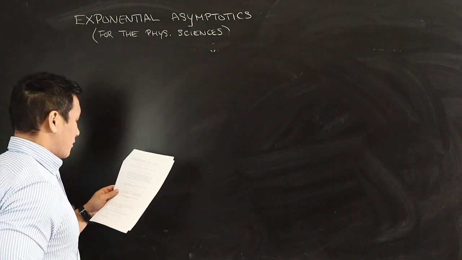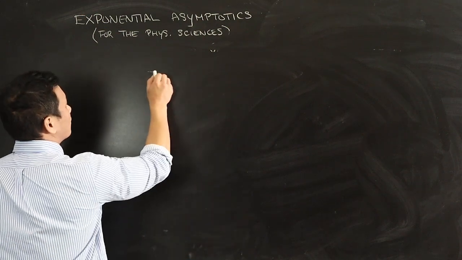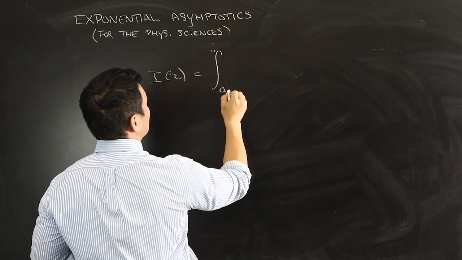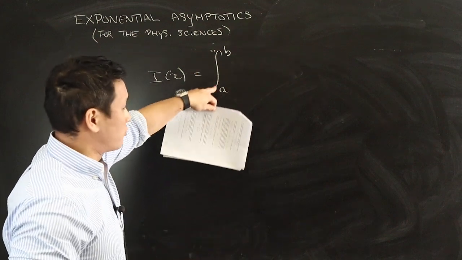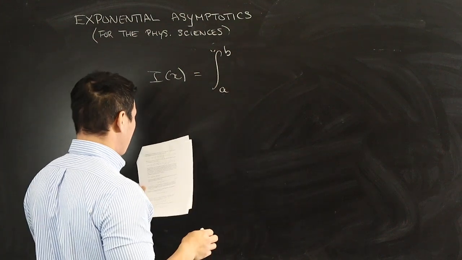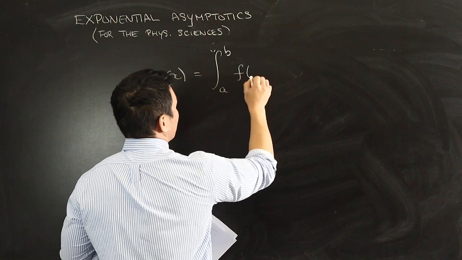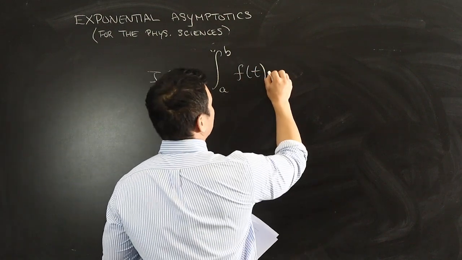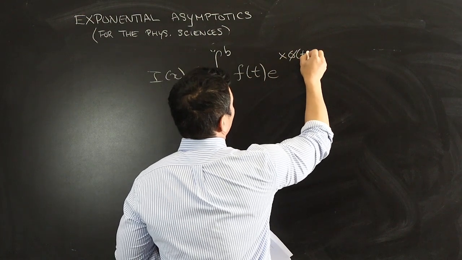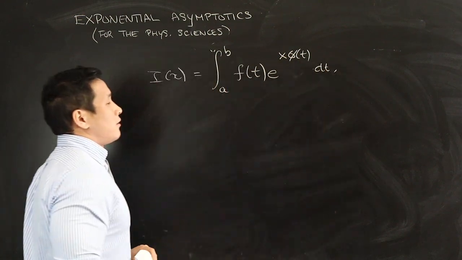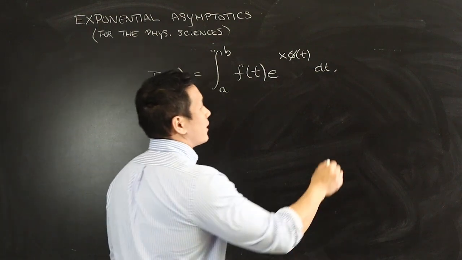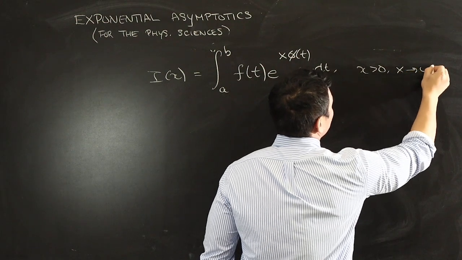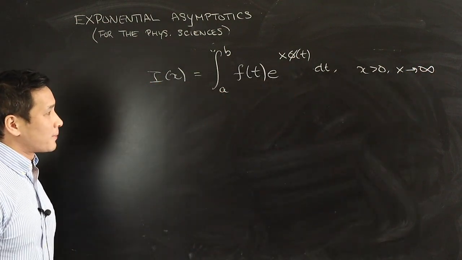Okay? But the next example I want to look at are integrals of the following form. So I want to look at an integral between 2 endpoints, a and b. These endpoints can go to minus infinity and positive infinity if you like. It's going to be integrated in t space with a continuous function f of t, and then it's going to have an exponential of this form, e to the x times phi of t, where x is positive. x is positive is the easiest, okay? And x goes to infinity, okay?